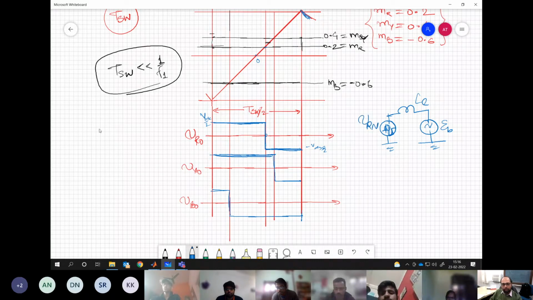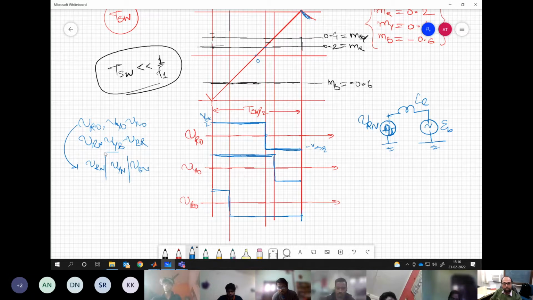We have understood different voltages, right? VRO, VYO, VBO. Then we had the line-to-line voltages. And then we had the line to neutral voltage. What is the difference between pole voltage and line to neutral voltage? Zero sequence.